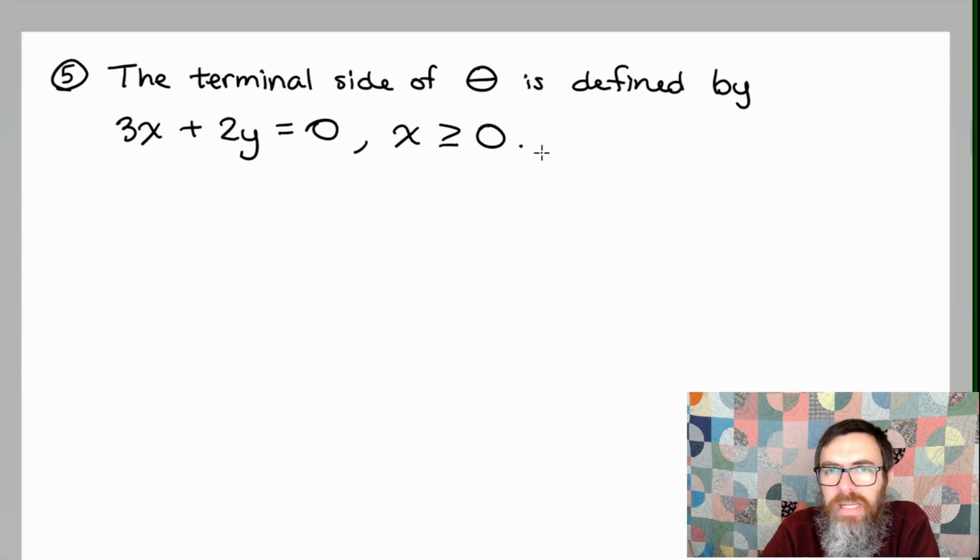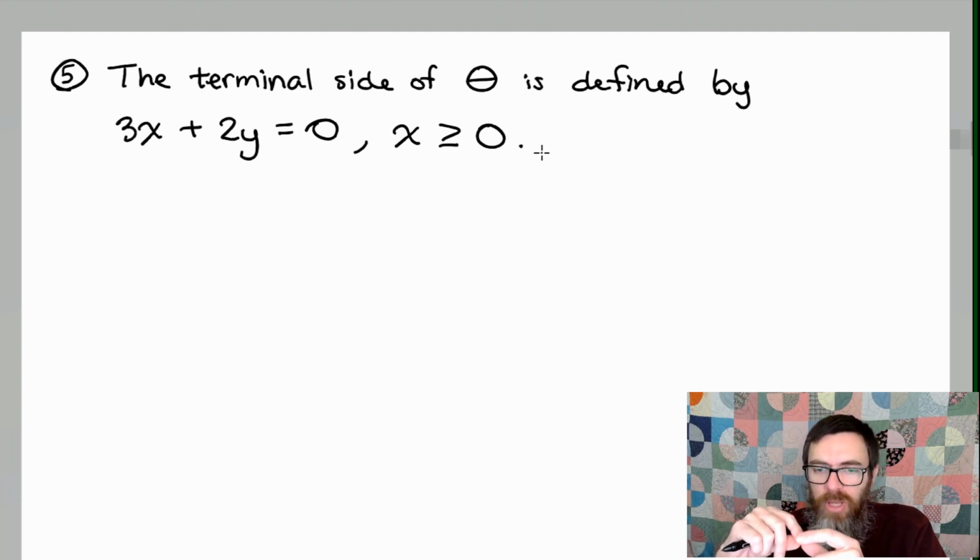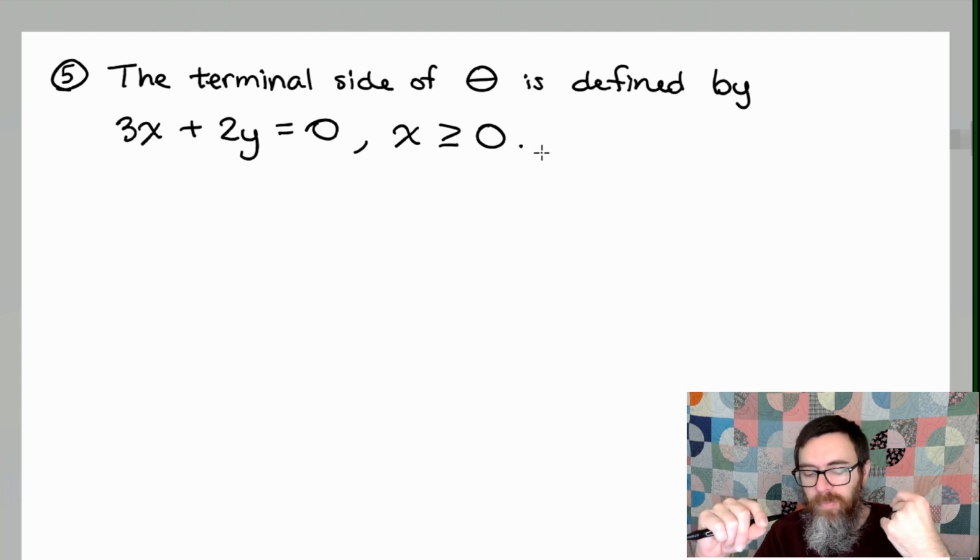In this video, we want to look at, again, finding all 6 trigonometric function values, but maybe we don't have the same kind of setup that we had before. For example, this one says that the terminal side of theta is defined by the equation 3x plus 2y equals 0, and x is greater than or equal to 0. So what you could do is pick a value for x that's greater than 0 and plug it in and find the corresponding y coordinate, and that would be a point on that ray.